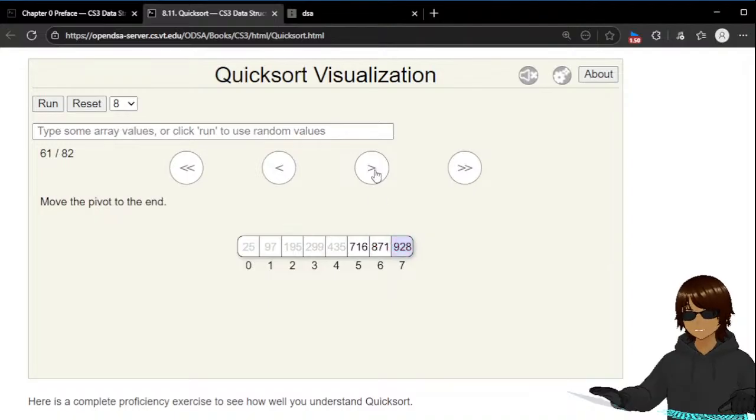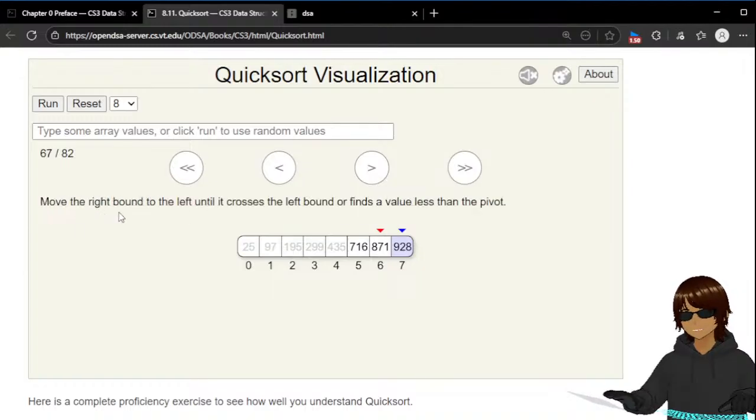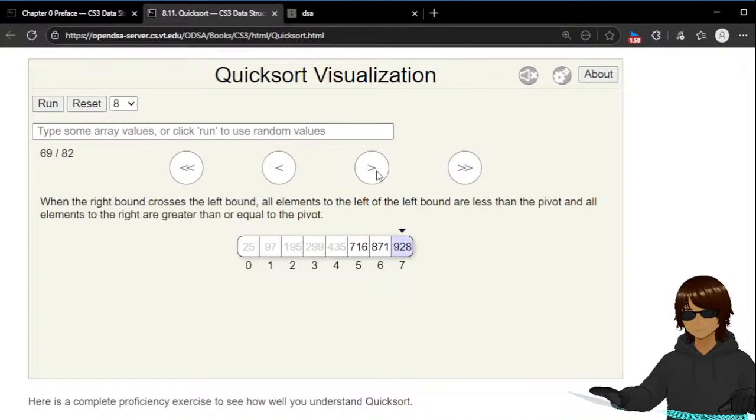And now for the right side, put 982 here. This is smaller, this is smaller, and then that's it. Move the right bound to the left until it crosses the left bound or finds a value less than the pivot. Bounds have crossed. When the right bound crosses the left bound, all elements to the left of the left bound are less than the pivot, and all elements to the right are greater than or equal to the pivot.